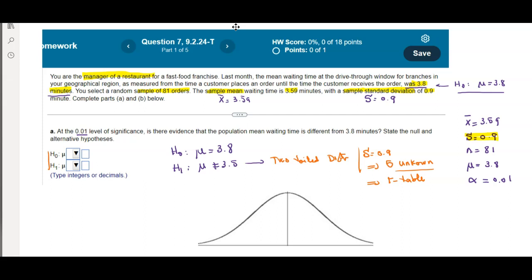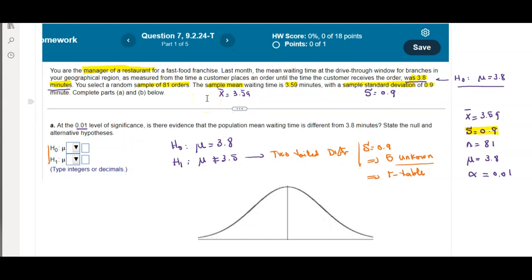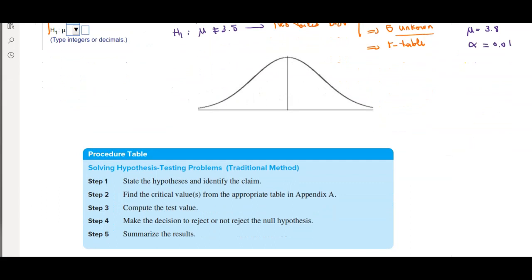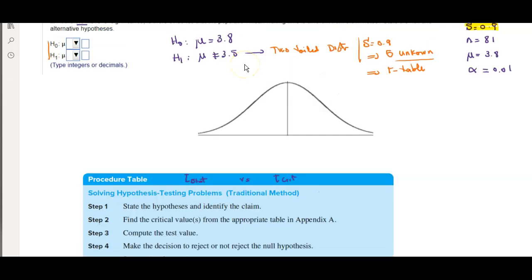Now what I'm going to do is follow the steps of hypothesis testing, and then go back and input the variables, right? So this method is the traditional method. You're going to compare the T stat versus the T critical, and then we can make a decision about that. Now because we know the alpha, the first step is done, right? We stated the hypothesis claim, so this is step 1.